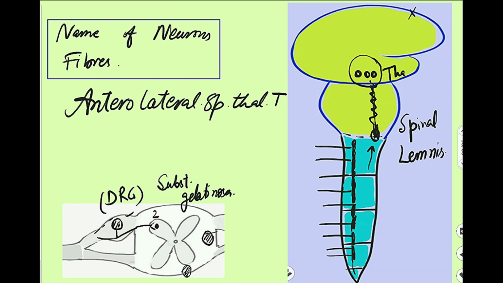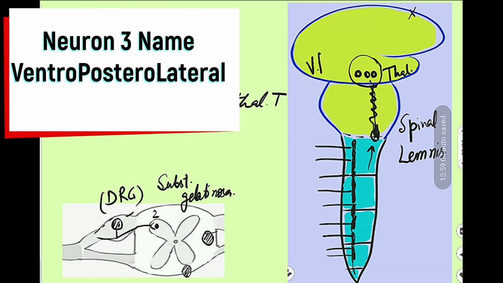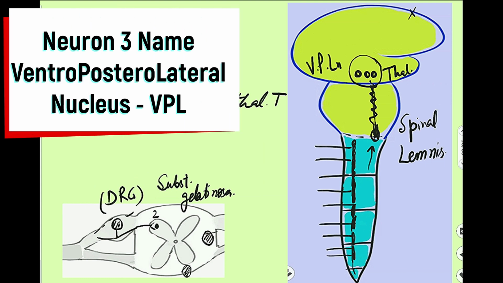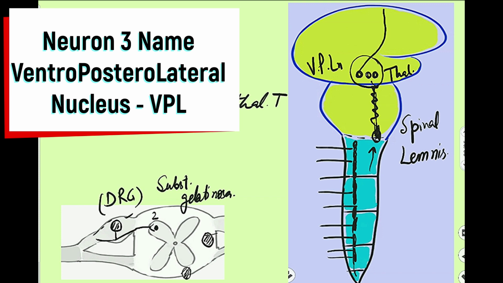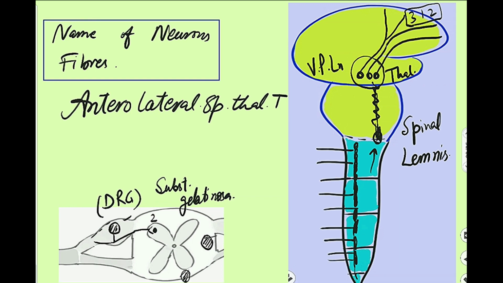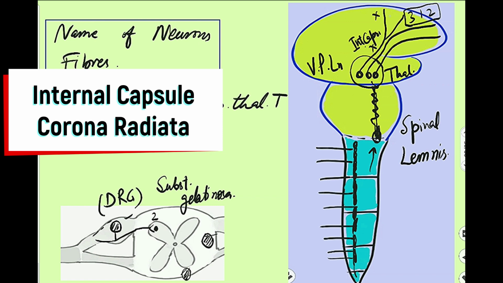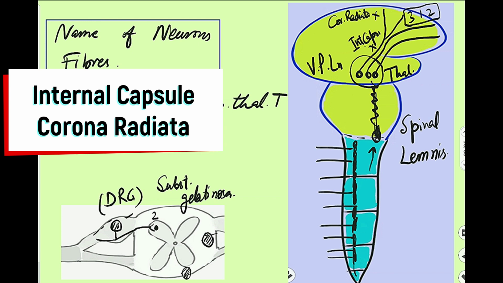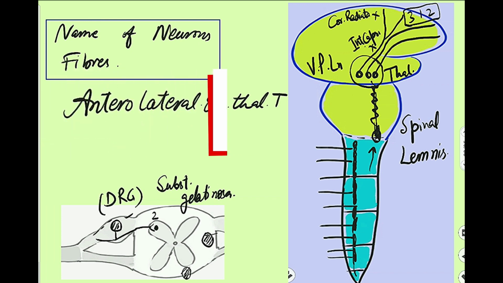In the thalamus, the third order neuron is named as the ventroposterolateral nucleus. The third order neuron will move from here and will reach the destination, and the destination is the Brodmann area 3, 1, 2, postcentral gyrus of the parietal lobe. Moving towards the area 3, 1, 2, the third order neuron passes through two areas of the cerebral hemisphere. First is the internal capsule and the other is the corona radiata. So this is all about the three neurons of the anterolateral spinothalamic tract.